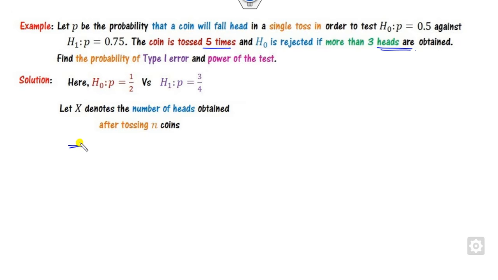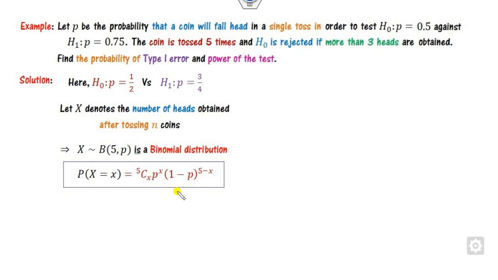Do you know which distribution x follows? X follows the binomial distribution. Why? Because n is 5, that is, n is finite. So it means this is a binomial distribution, and the PDF is here. What is the critical region? H0 is rejected when you have more than 3 heads. It means the critical region is x, the number of heads, greater than 3. So x is greater than 3, and W bar is here.